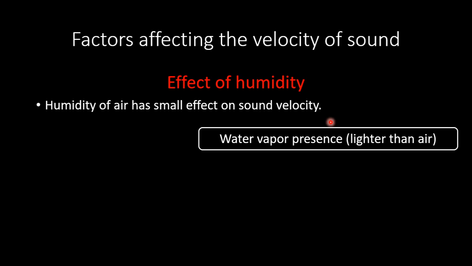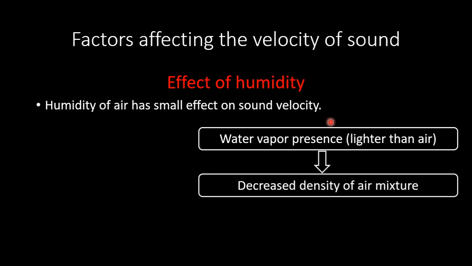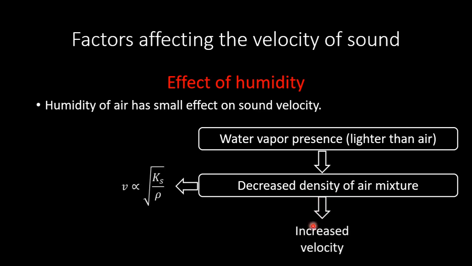If water vapor is present to a great extent in the air, then the density of this air mixture will be decreased. And we also know that if there is decreased density, there is increased velocity of sound, as we know that the velocity of sound is inversely proportional to the square root of density. So decreased density of air results in increased velocity of sound.